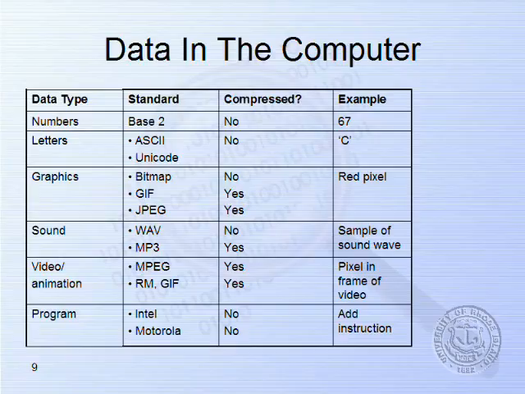This chart summarizes the data types that we've talked about in Part 1 and Part 2. Numbers, base 2, aren't compressed. Letters using ASCII or Unicode, also not compressed. Graphics in bitmap, GIF, JPEG, where bitmap is uncompressed, GIF and JPEG are compressed. Sound in WAVE, which is the uncompressed format, and MP3, which is the typical compressed format. Video and animation use many different formats, MPEG being the most prevalent and the one used on DVDs, which is a compressed format. In fact, most of the video formats are compressed. And finally, we saw that programs could follow the Intel or the Motorola instruction set, and they're not compressed.